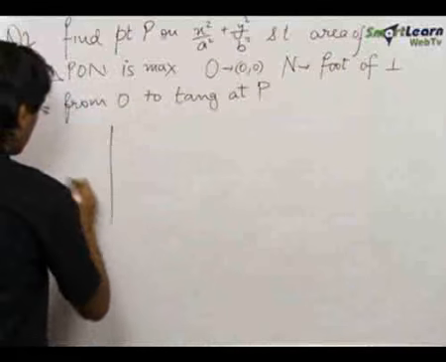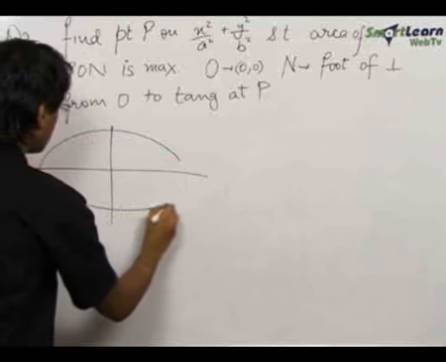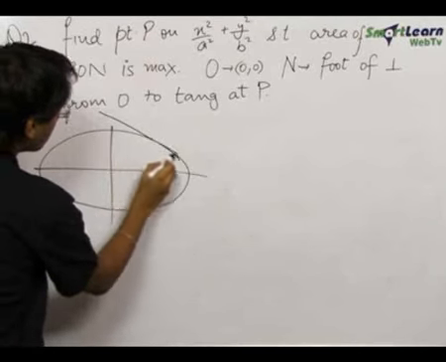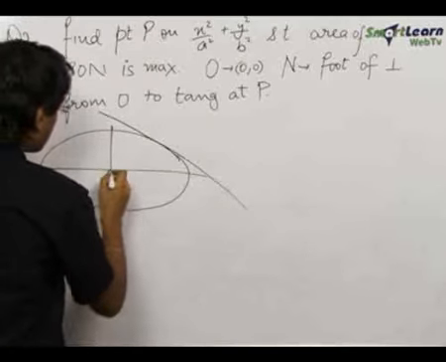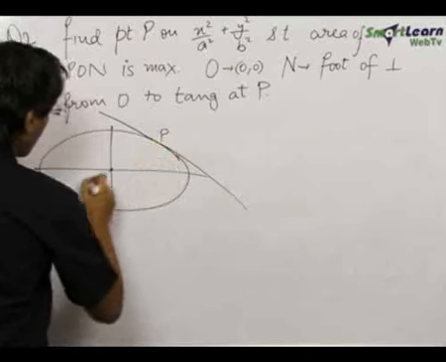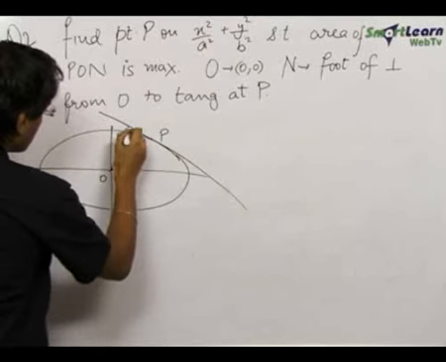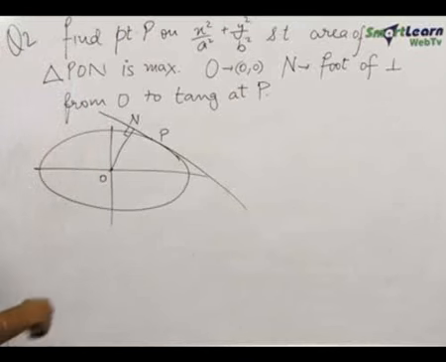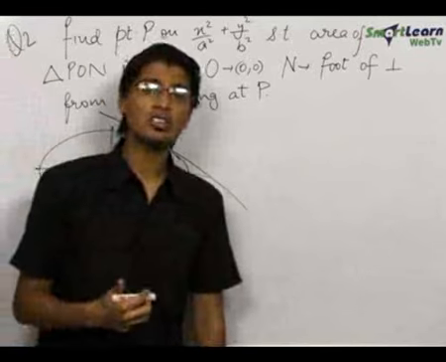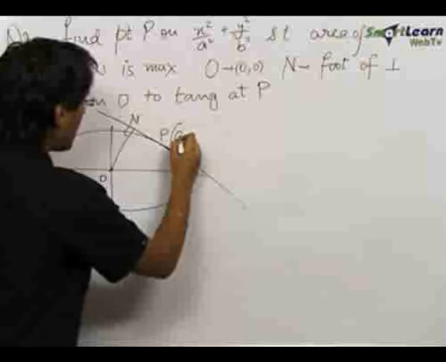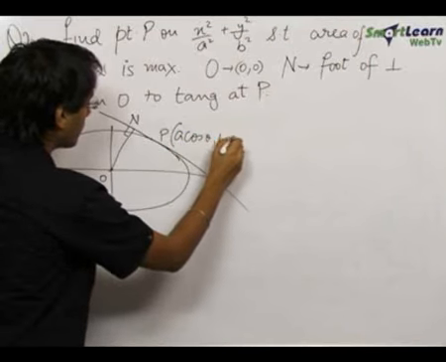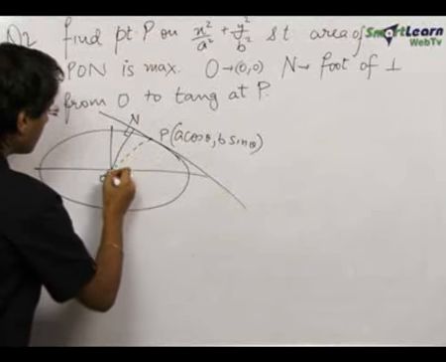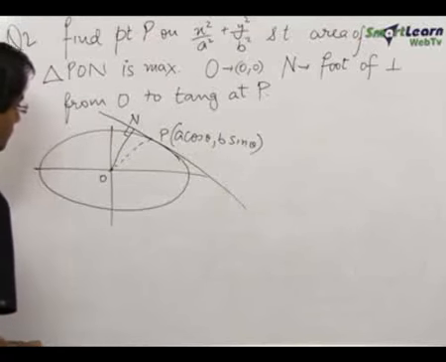Again we will start by making the figure. If this is the ellipse, this is any general point P, and this is O, this is the perpendicular dropped, so this will be N. Any general point on the ellipse can be taken as (a cos theta, b sin theta). Hence point P is (a cos theta, b sin theta). We need to maximize the area of triangle PON.